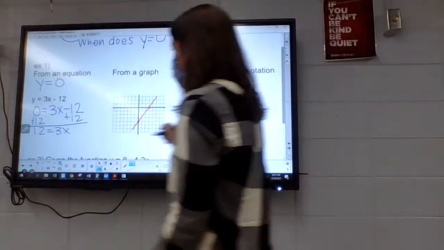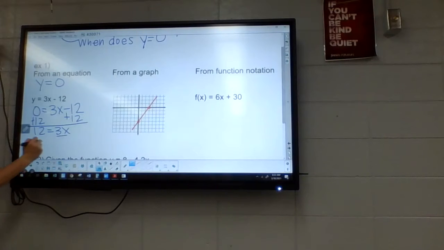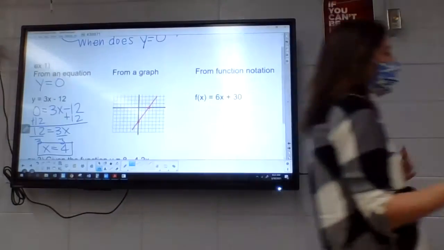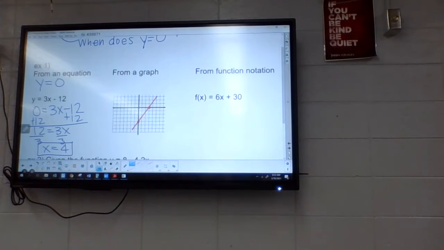So we're going to divide by 3. And so they would call x equals 4 the zero of the equation. It's just a vocab word they use. We won't use it a ton this year, but it's something that does start to come up more often.